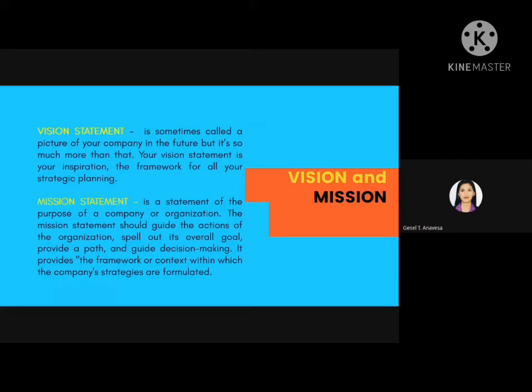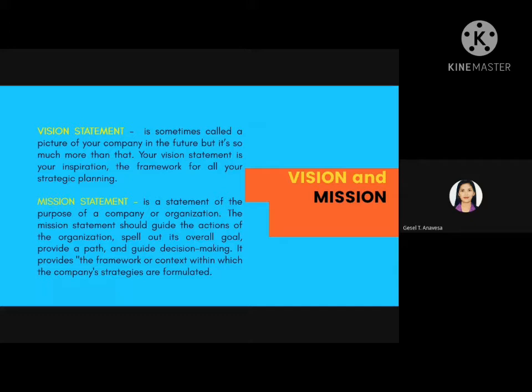And also, vision statement should state or specify in relation sa kung unsa ang inyong goal or asa ninyo gusto ibutang, where and what your business to be in 3 years time. Mao na ang vision.